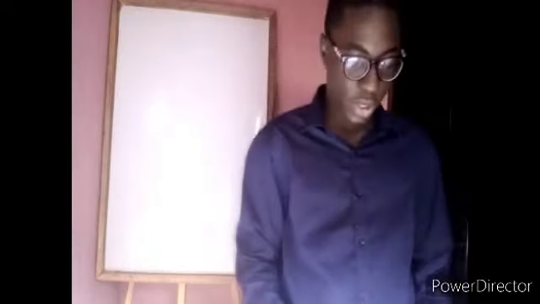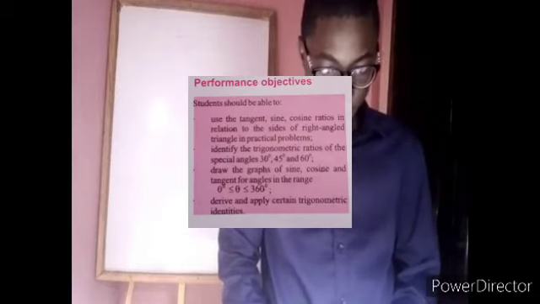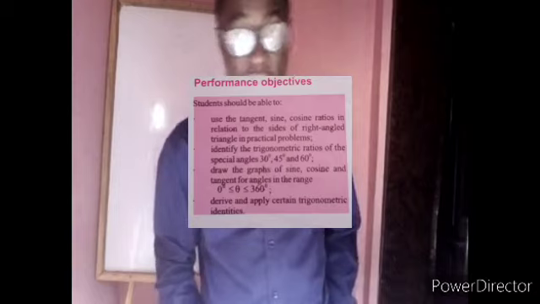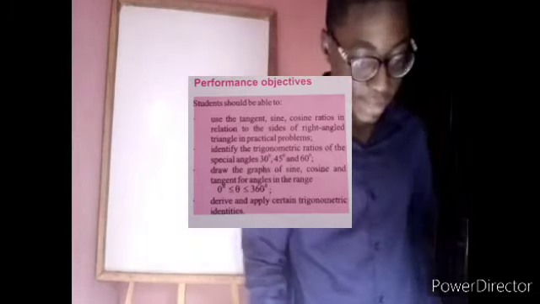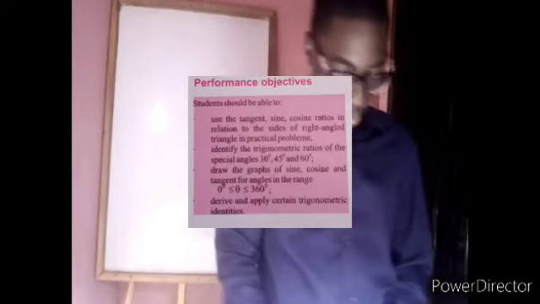So, we have some things which we are supposed to cover by the end of this video, and the first of that is basically we are supposed to be able to use the tangent and basically sine cosine ratios in relation to the sides of a right angle triangle. So we should also be able to draw the graphs and also apply certain trigonometric principles and identities. So basically that's the concept of this video today, and let's delve into the basic concept.